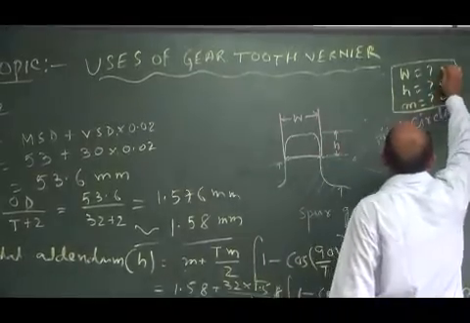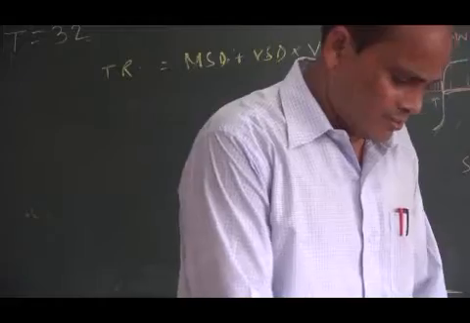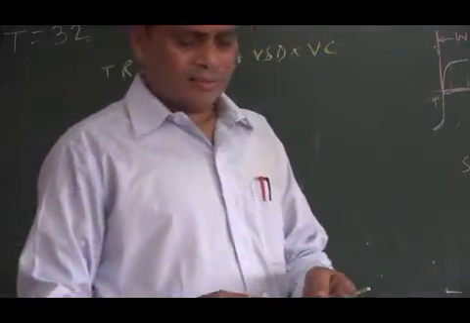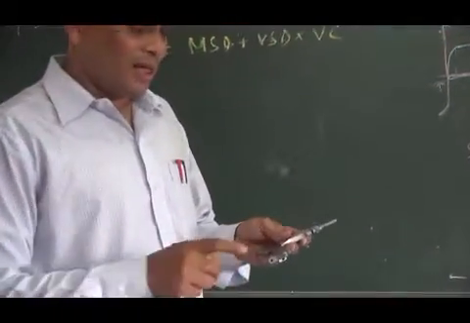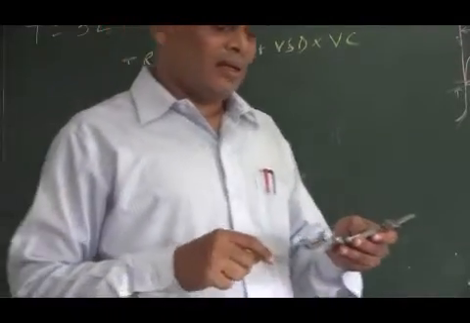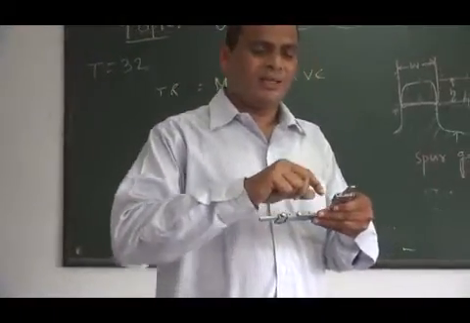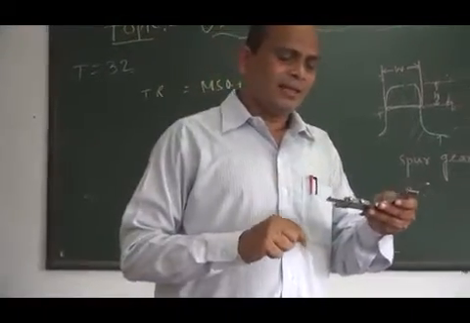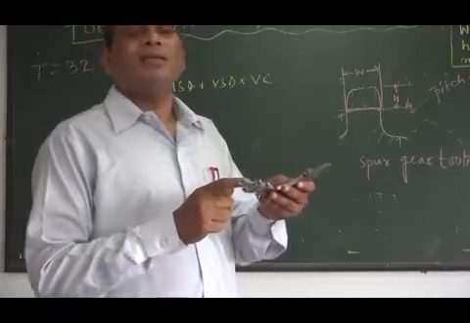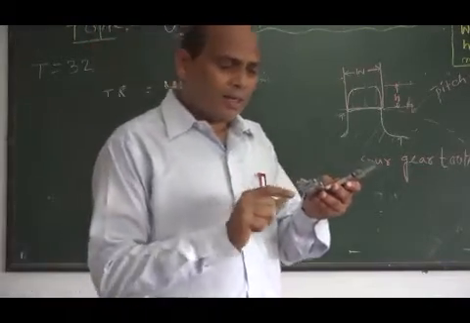Now we have to find out the W. For that we now use the gear tooth vernier. This gear tooth vernier has two verniers, one is vertical, another is horizontal. First we have to adjust the value of H in vertical vernier. Then we can find out the width of the gear with horizontal vernier.